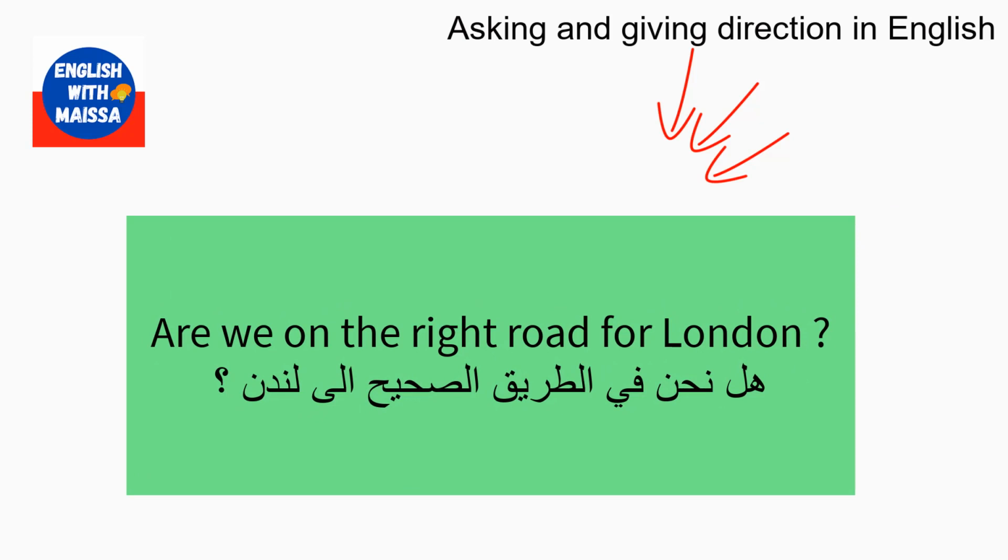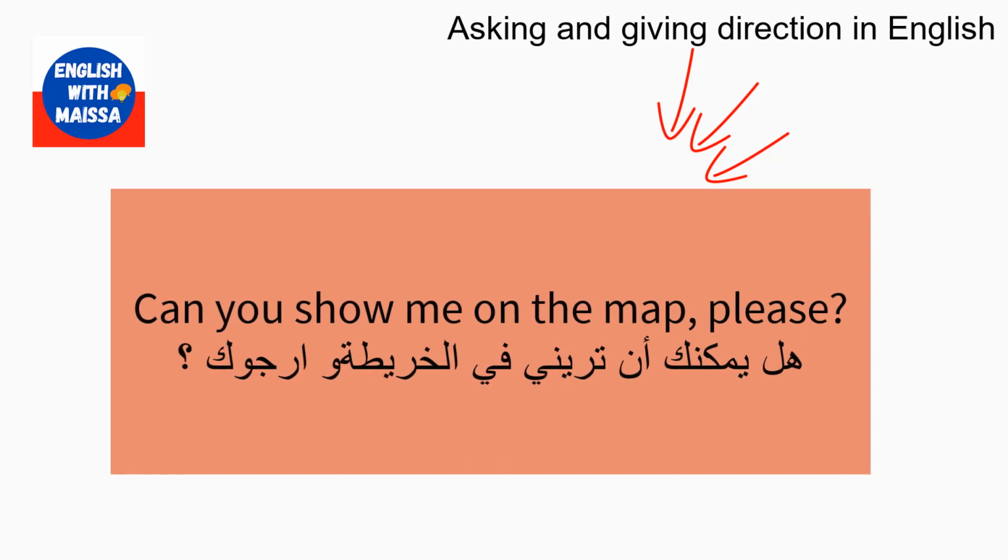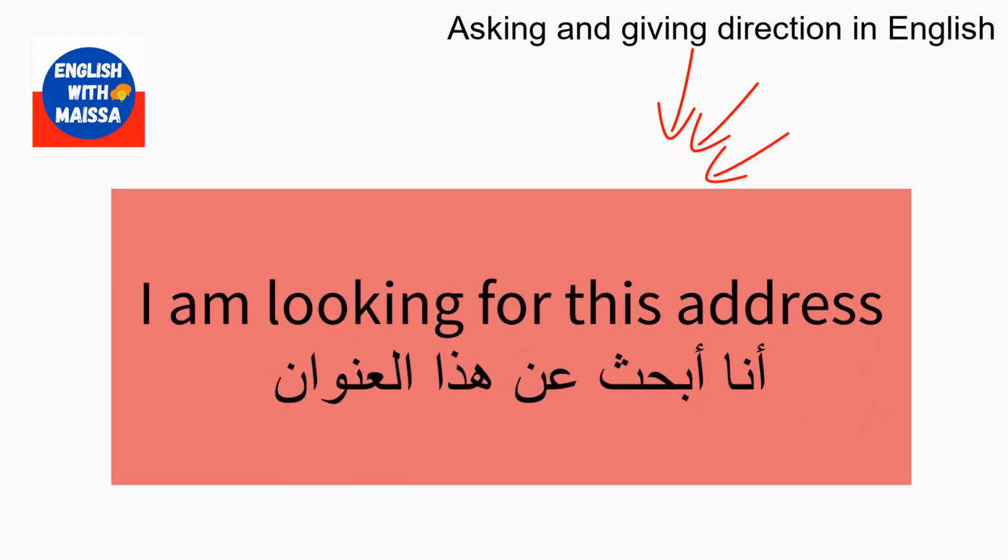Are we on the right road for London? You can change the word London. Can you show me on the map, please? Map is the chart of a place. Repeat after me. I'm looking for this address. Address is the location of a building.